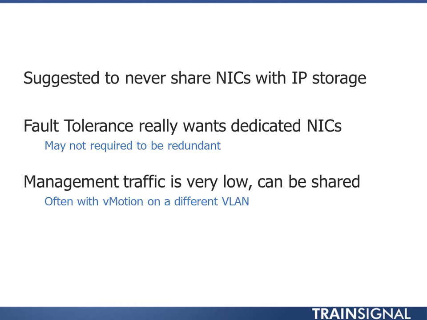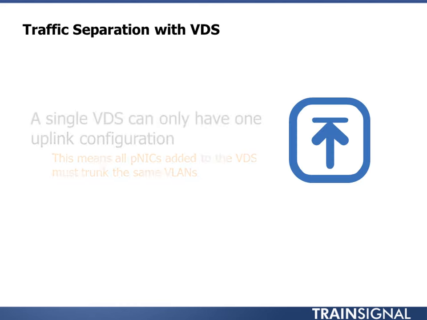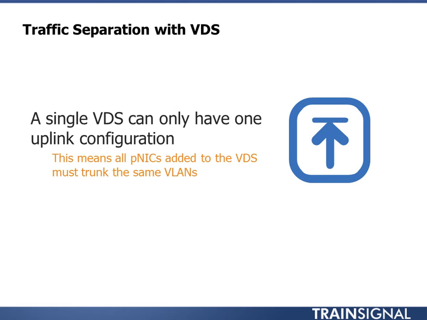Management traffic is low. You can often share that. And traffic separation with the distributed switch. So we're going to see this more in the lab, but there's really 2 ways to separate traffic. And what I mean by this is I want to dedicate 2 NICs for NFS and 4 NICs for VM traffic. So I want to make sure those 2 NICs for NFS only get used by NFS, and the 4 only get used by VM traffic.